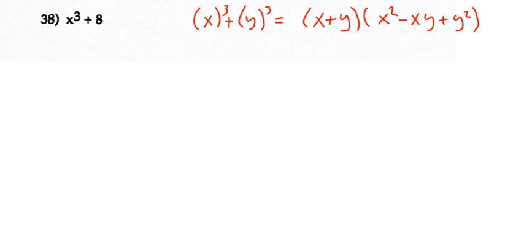Number 38. Now this one is a sum of two cubes, so note the formula is a little different. Instead of this position being a negative, we have the plus, and then instead of a positive, we have a negative symbol right here. So just be careful. Same thing as before, we're just having a few signs switch, I guess.